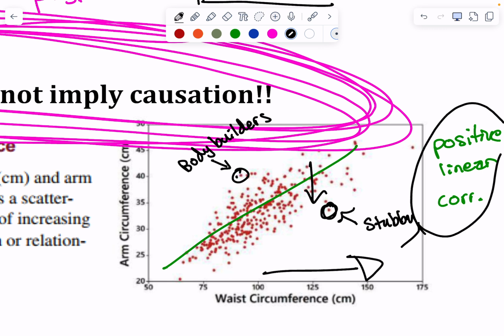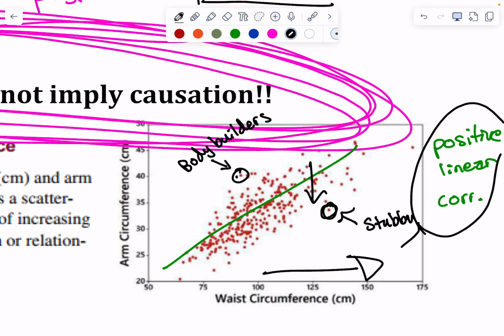Now, we have to decide, okay, that's correlated, right? But is an increase in waist circumference causing your arm size to go up? Is there causation happening here? Do you think there's causation happening here? No. You don't think your waist size increasing causes your arm to increase? I think it does. It's just the fatter you get, the bigger everything is. That's what I'm saying. One causes the other, right?